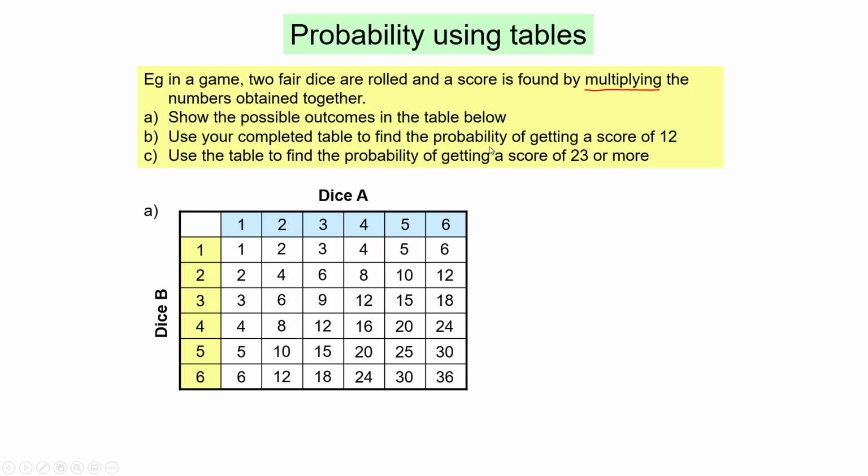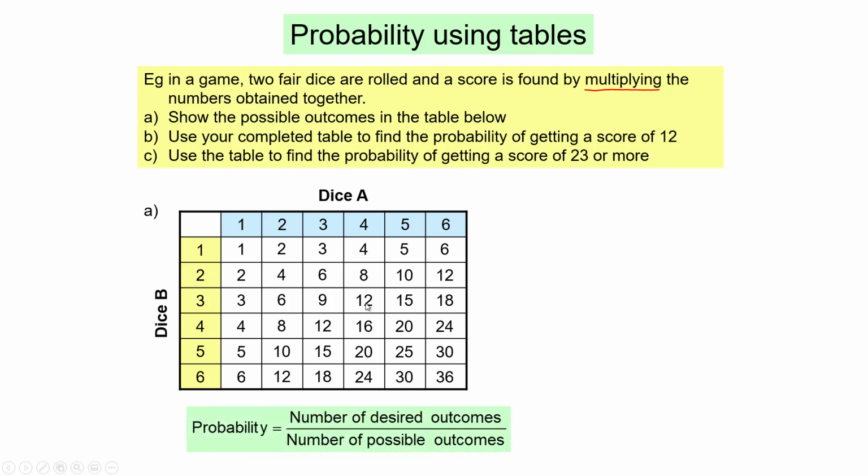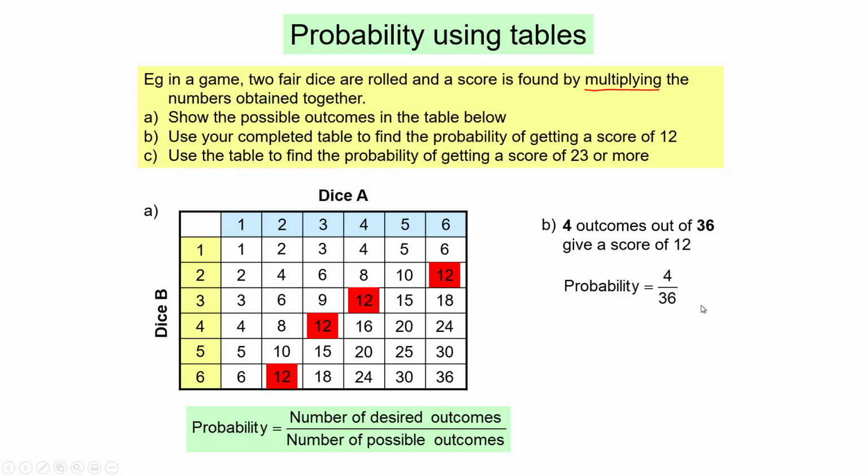Question B, use your completed table to find the probability of getting a score of 12. So it's a score of 12 exactly. Now we've got a 12 there, 12 there. So those are 4 12s, 4 out of 36. So we can write 4 out of 36 like that. And hopefully you've simplified it to 1 out of 9.